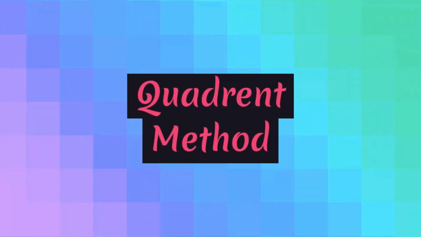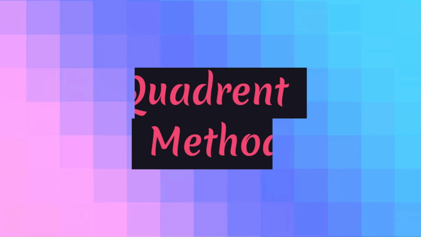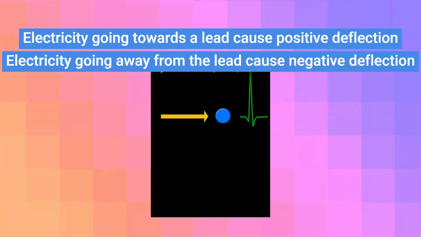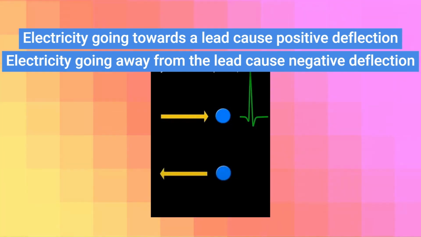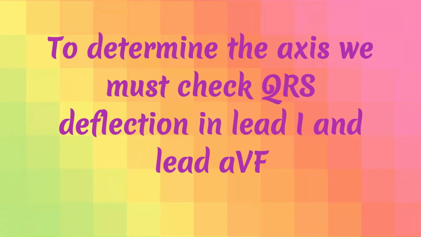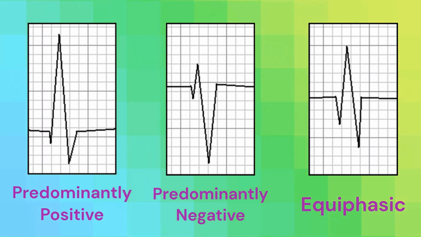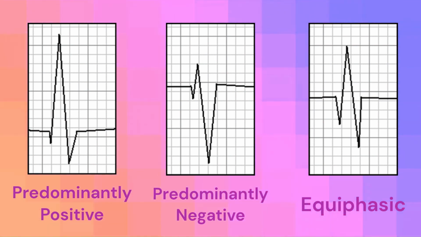Quadrant method. Remember, electricity going towards a lead causes positive deflection. Electricity going away from the lead causes negative deflection on ECG. To determine the axis, we must check QRS deflection in lead 1 and lead AVF. Here you can see, in the first ECG picture, the R wave deflection of the QRS complex is predominantly positive. Similarly, in the second ECG picture, the S wave of the QRS complex is predominantly negative. And in the last picture, the R wave and S wave are almost equal. It's called equiphasic QRS deflection.